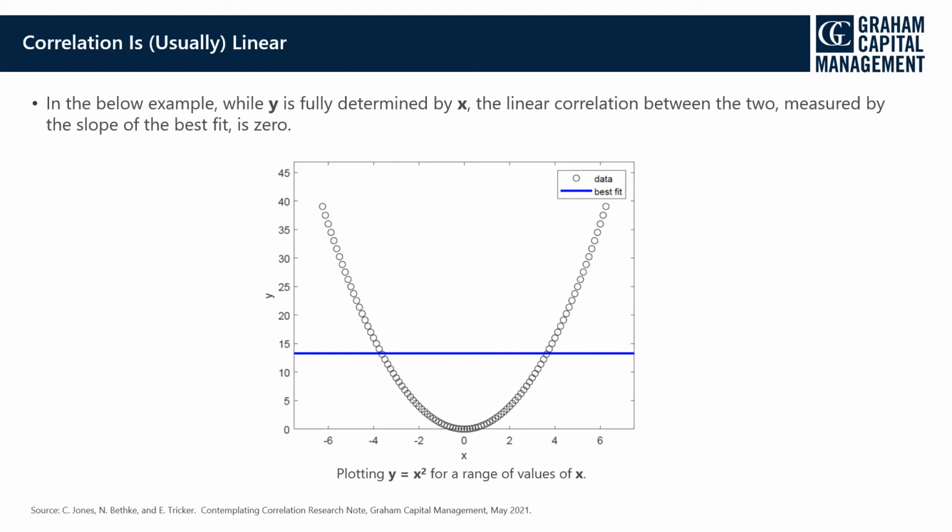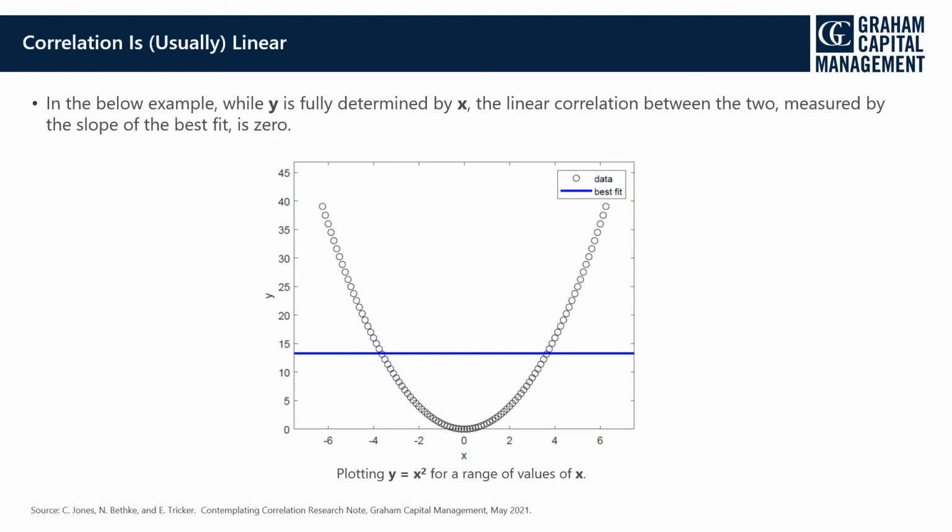So here we have an example of that. Here we have two things, X and Y. They have a perfect relationship between them. It makes that nice curve. Y is completely determined by X. But if you look at their correlation and you run it through Excel, you're going to get a correlation of 0. And that's because there's no linear relationship between the two. Now in finance, lots of things are non-linear.